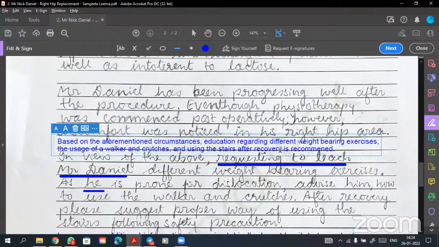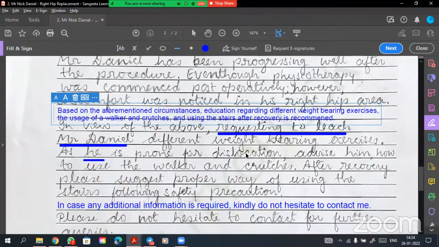So like this, you can separate, or you can write two different sentences, or you can write one sentence here. And again, sir, usage and using are repeated twice, so you can change that one. Otherwise, you can say walker. Here you can join this one. Very good. You can join these two things. Usage of a walker, crutches, and the stairs after recovery is recommended. So this is recommended.